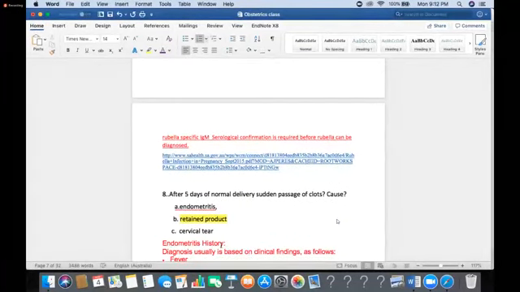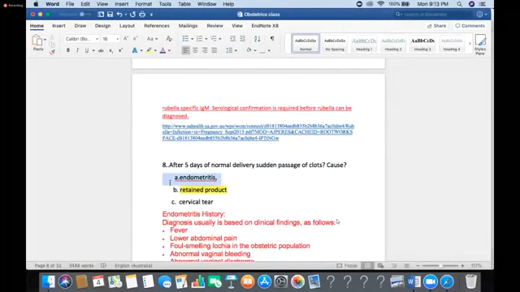Next, after 5 days of normal delivery, sudden passage of clots. So cause. Any idea about what the patient is going through? Yeah, retained products. Retained products of conception.